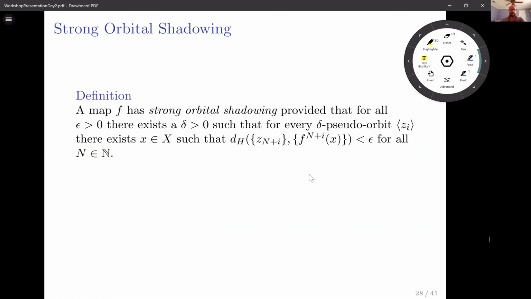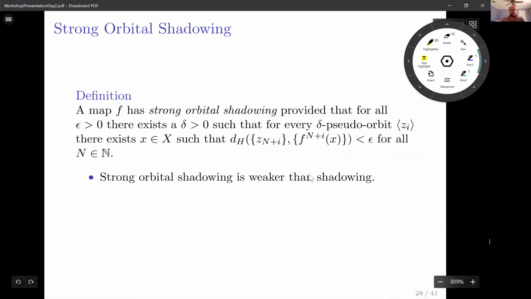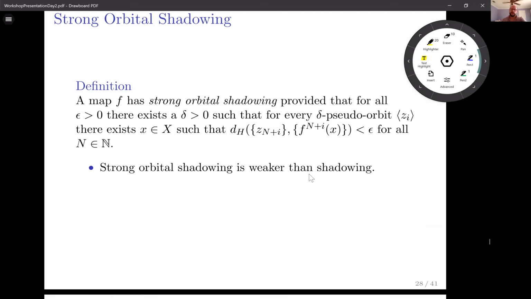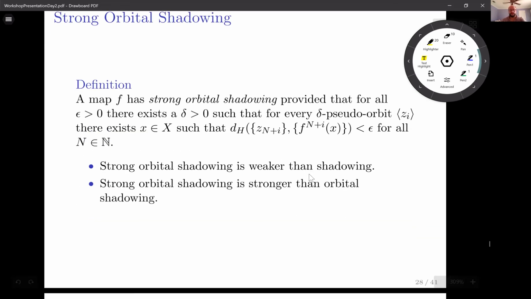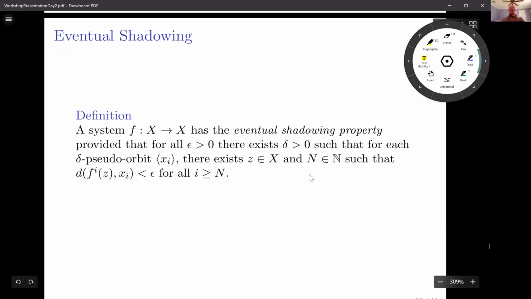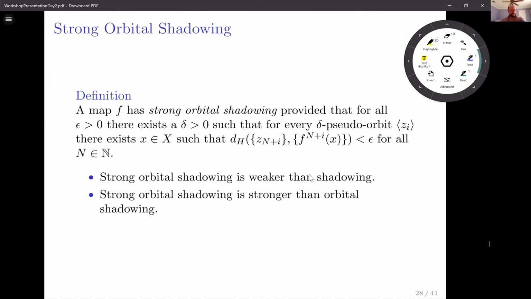Okay. All right. So strong orbital shadowing is weaker than shadowing still. You can see that without too much difficulty. And it's definitely stronger than orbital shadowing. And in fact, it's, in a very real sense, sort of right on the nose. And before we get to a proof of that, I'm going to talk about yet another kind of shadowing, which we will eventually get tired of hearing about.